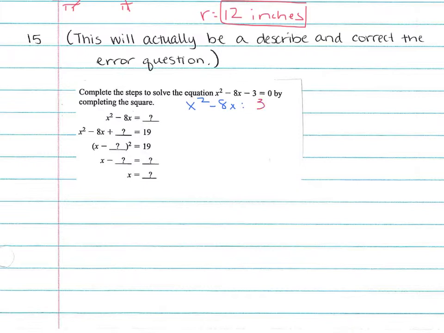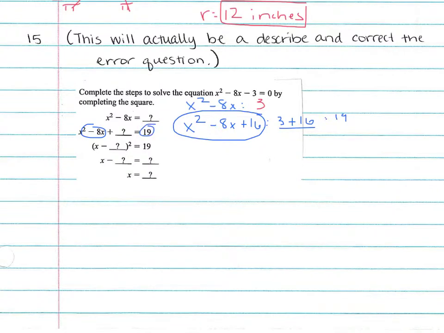Then we look at the 8 in the middle, and we're going to take half of that and square it. So half of 8 is 4, and 4 squared is 16. So what you're going to have here is x squared minus 8x plus 16 equals 3 plus 16. So we half the b and square it. Notice that actually simplifies to 19, which is what we have right here.